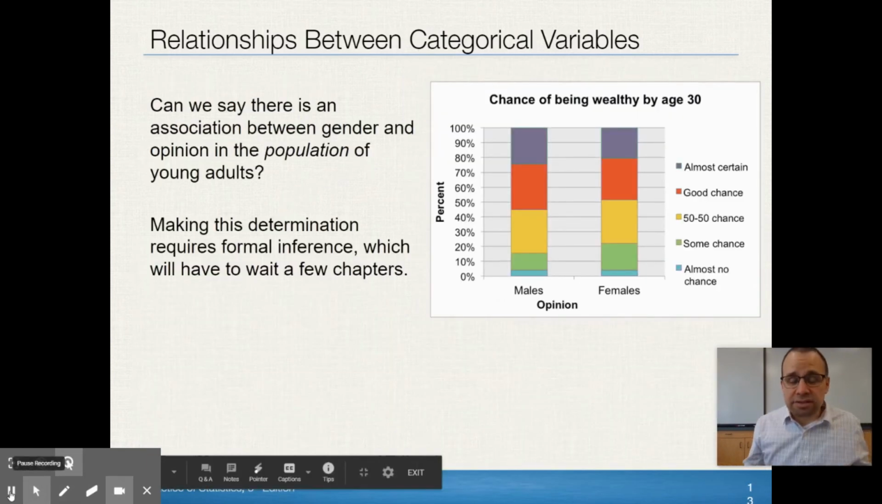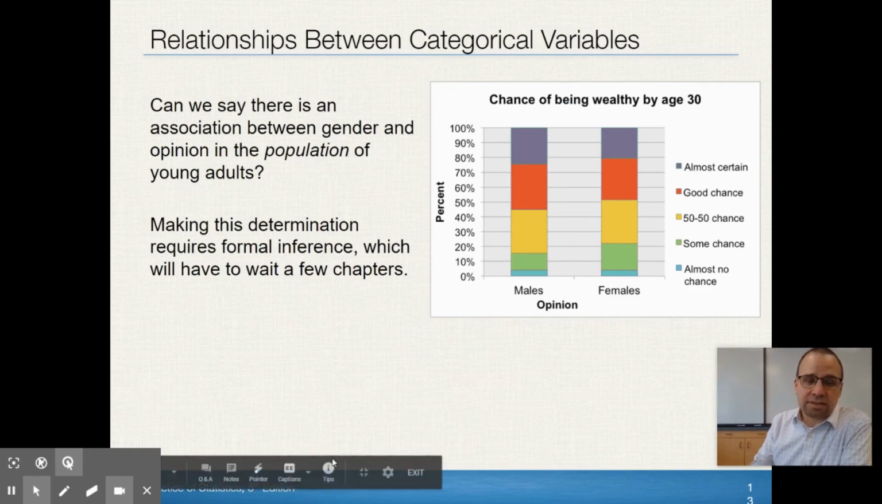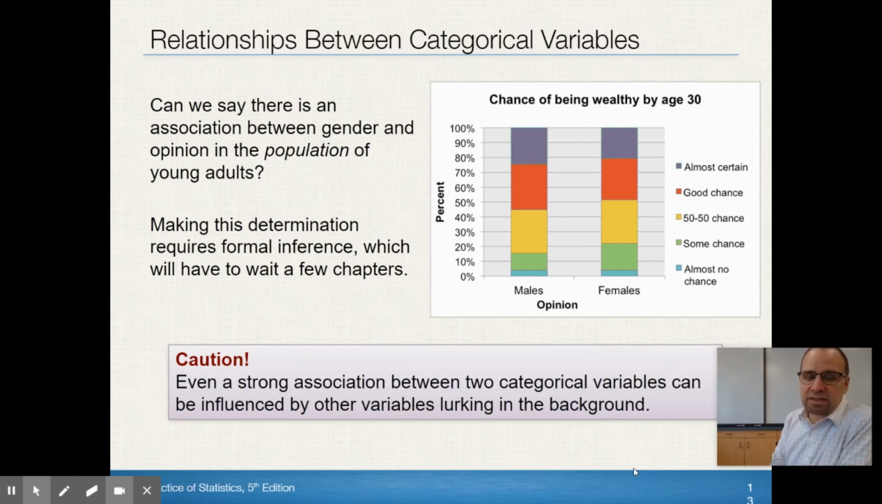Can we say that there's an association between gender and opinion in the population of young adults? Well, making this determination requires formal inference, which we're going to have to wait a few chapters, but we must use caution. Even a strong association between two categorical variables can be influenced by other lurking variables in the background. Again, that word lurking means there's something else going on that might be explaining what's causing this to happen or getting the results that we are getting.